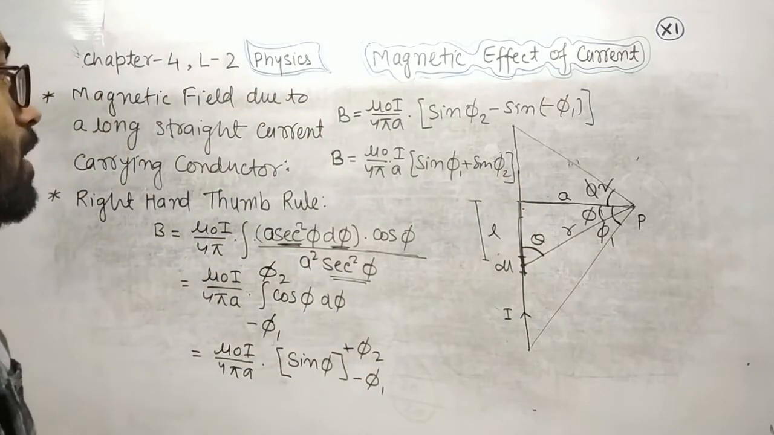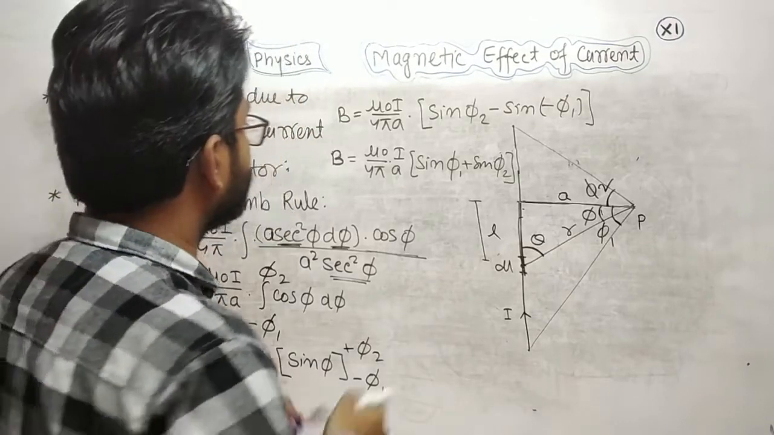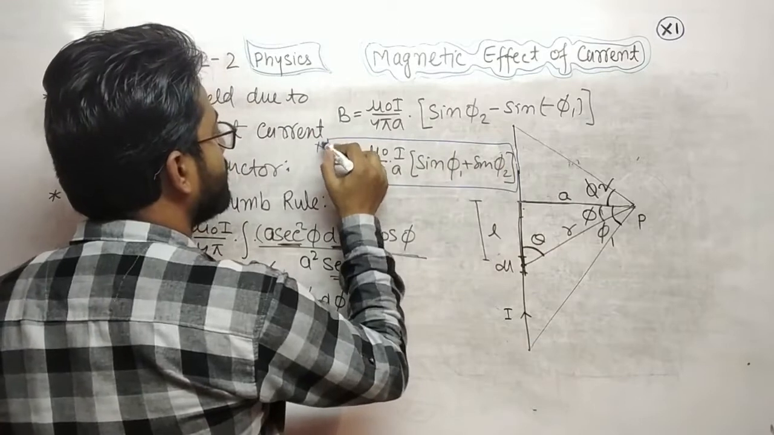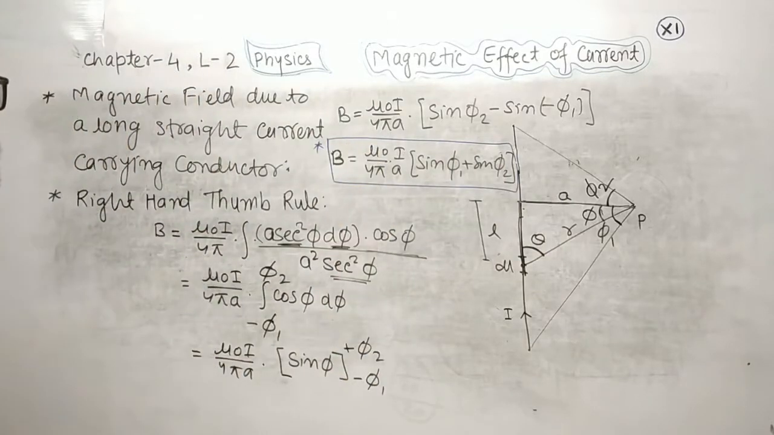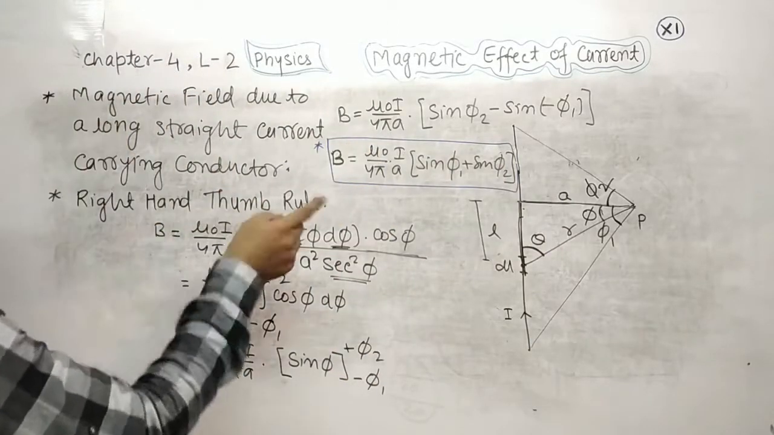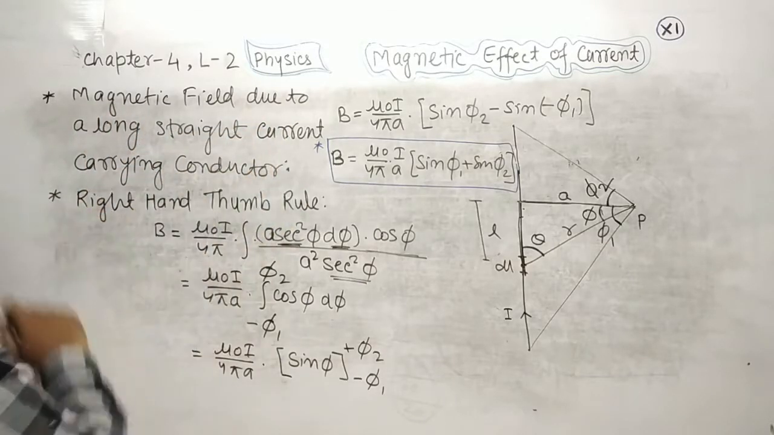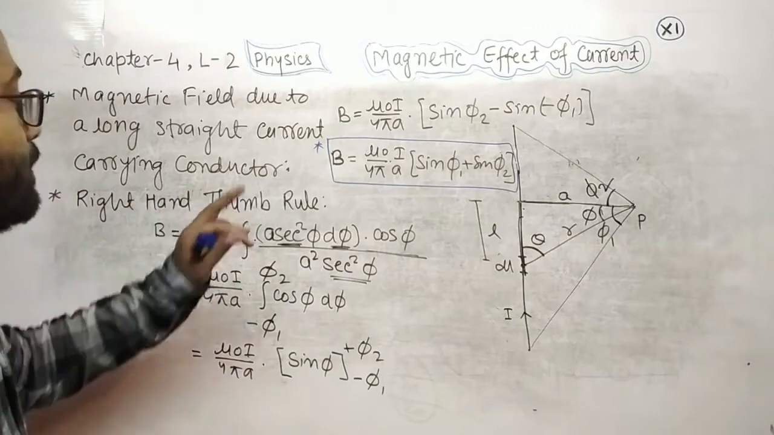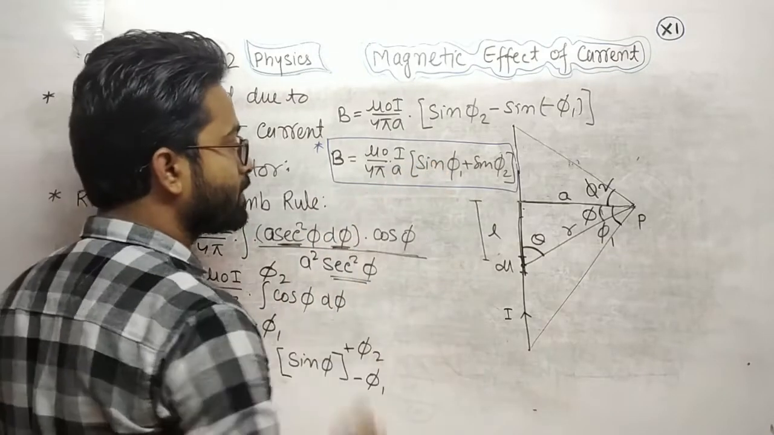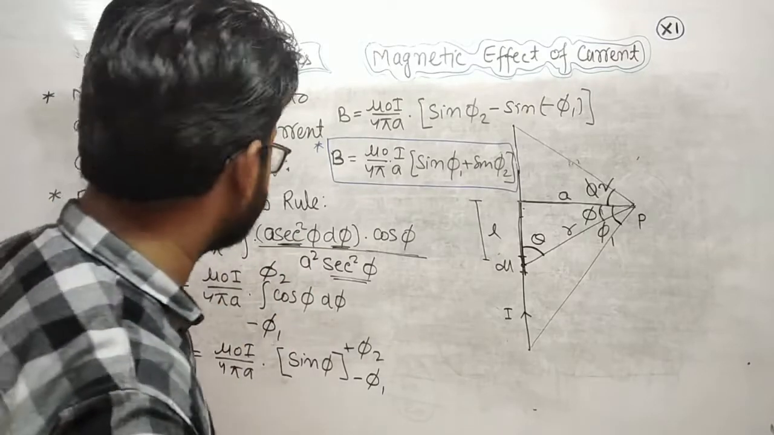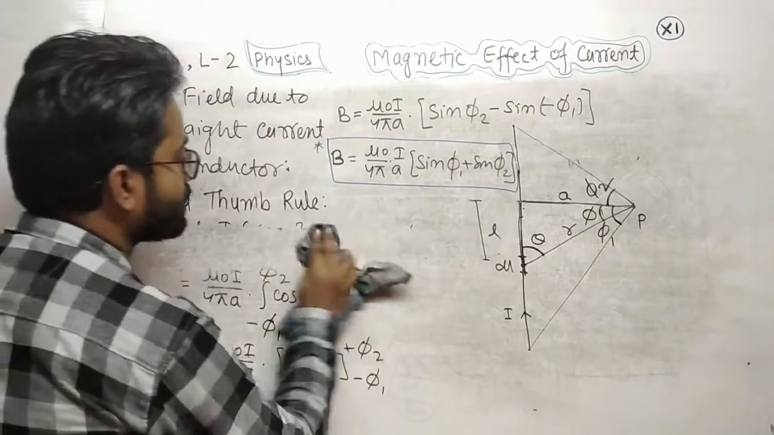This is the derivation. This is the result for magnetic field due to a long straight current carrying conductor. This is the formula. This may have some special cases.